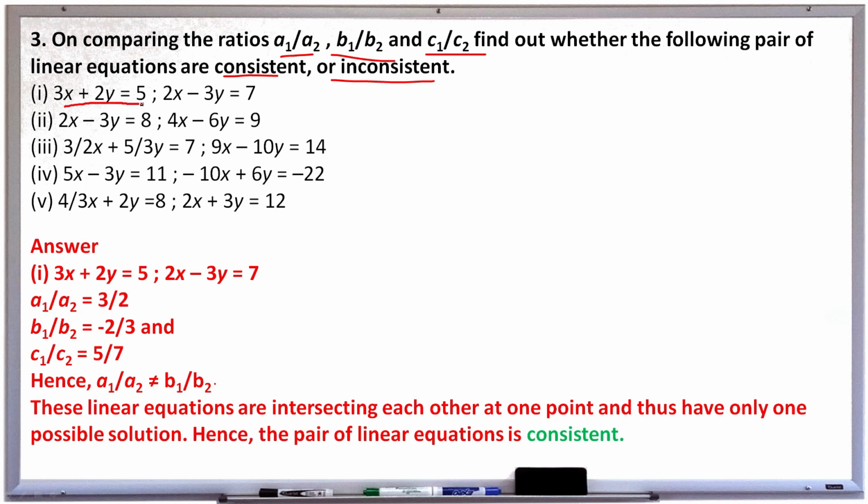So the given pair of linear equations we are taking, we are going to compare the values. a1 is equal to 3 here, so a1/a2 is equal to 3/2. b1/b2 is equal to minus 2/3. c1/c2 you can say 5 by 7, so 5/7. You see a1/a2 and b1/b2 are not equal.